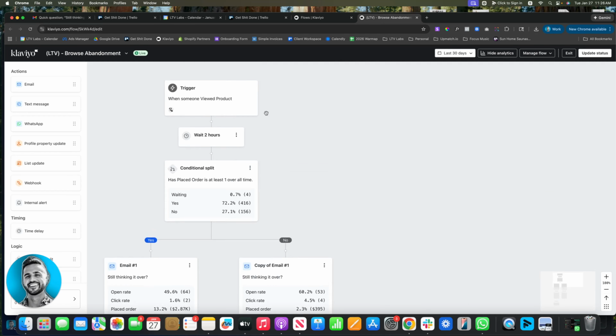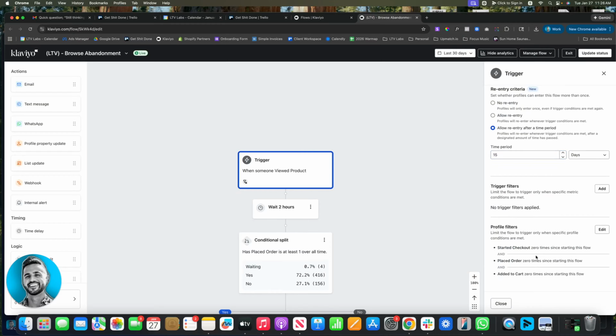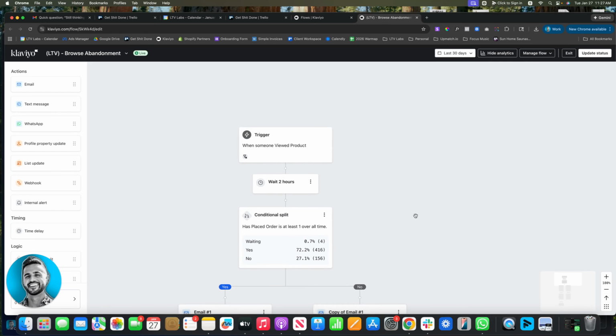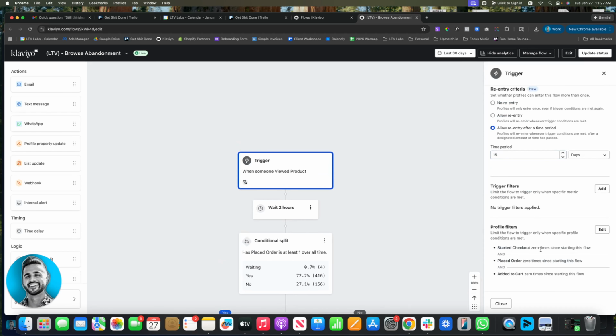So looking back at this trigger, people have viewed a product, they've started a checkout 0 times since starting this flow, they've placed an order 0 times since starting this flow, and they've added to cart 0 times since starting this flow. So based off of this logic, if someone is going through this flow and they place an order, they should be taken out of this flow immediately because of the logic here, where they've placed an order 0 times since starting this flow.